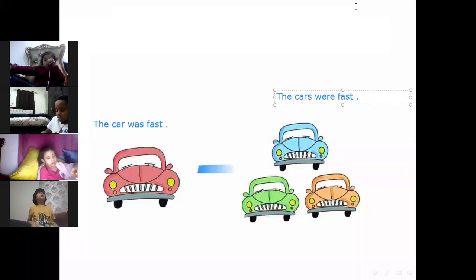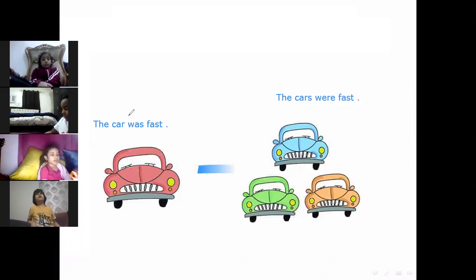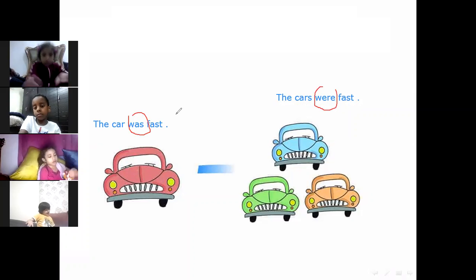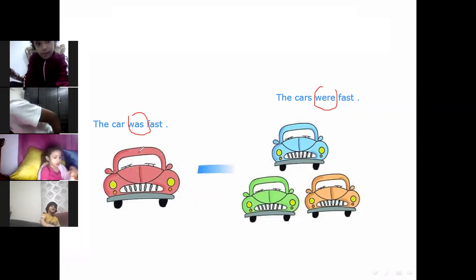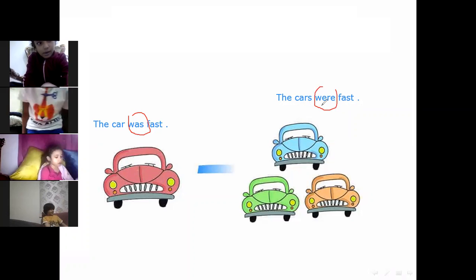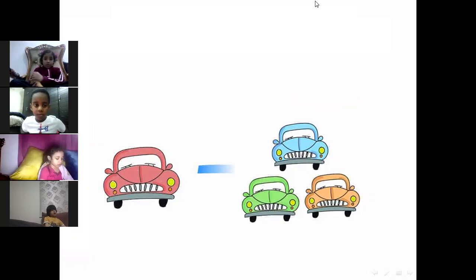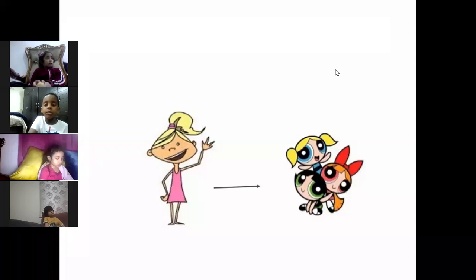So look at here. Why did we use was here and were here? We use the word was with the singular, only one car. If we have more than one, we're going to use the word were. All of you look at the screen and concentrate.